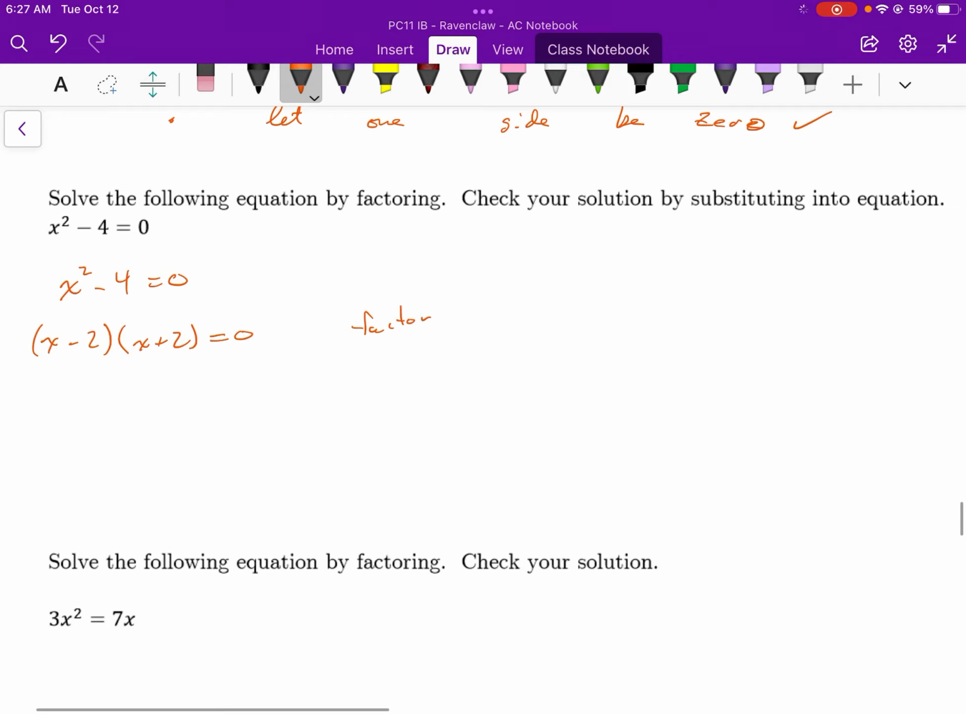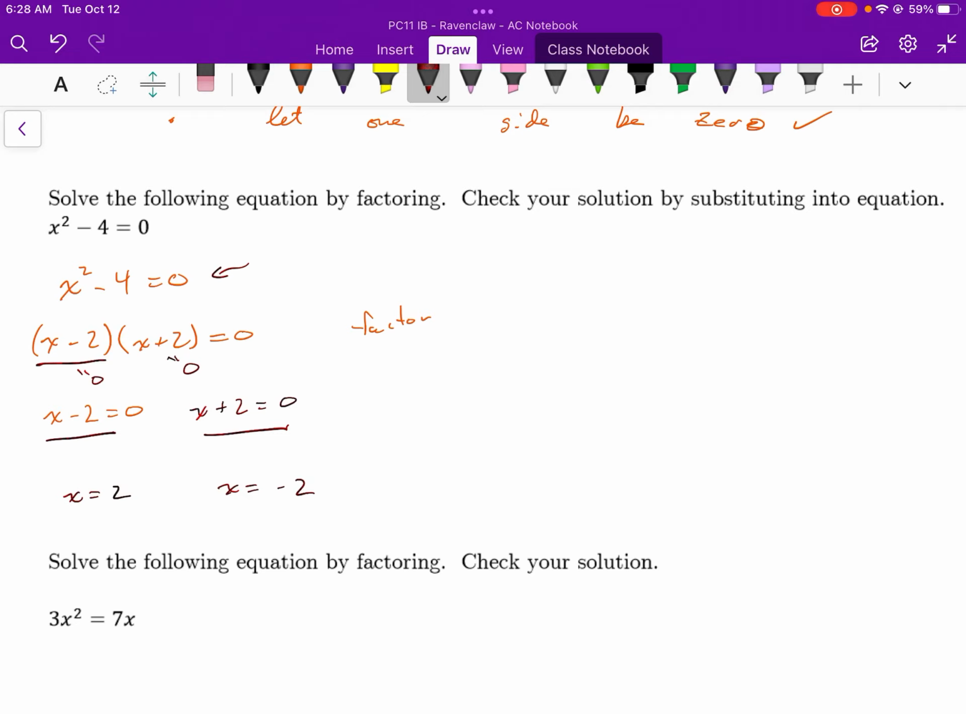So I'm going to use the zero product property. And I'm just going to now equate both factors equal to 0, so that really x minus 2 is equal to 0, or x plus 2 is equal to 0. So I have two possible conditions where the above is true. So I'm going to solve for each factor. I get x is equal to 2 and x is equal to negative 2. And that would be my solutions.